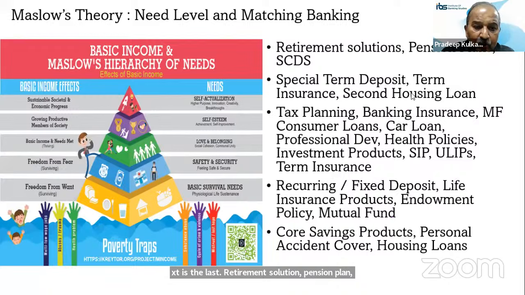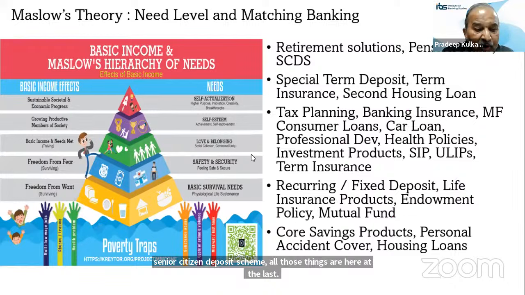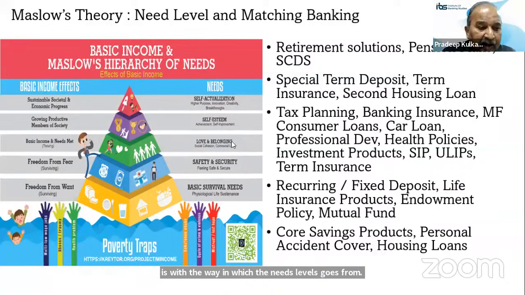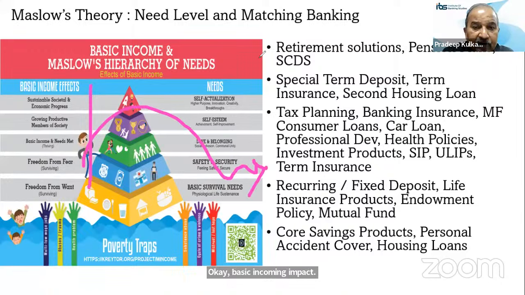Now, I'm thinking about what my next plan is too. Senior citizen deposit scheme. All those things are here at the last. Clear? Means which product in which stage of life, with the way in which the need levels go from low to high. Okay, basic income impact on our product selling.